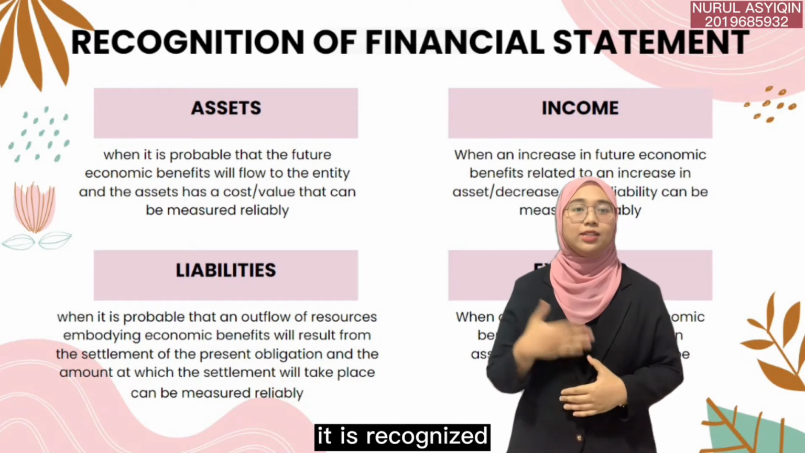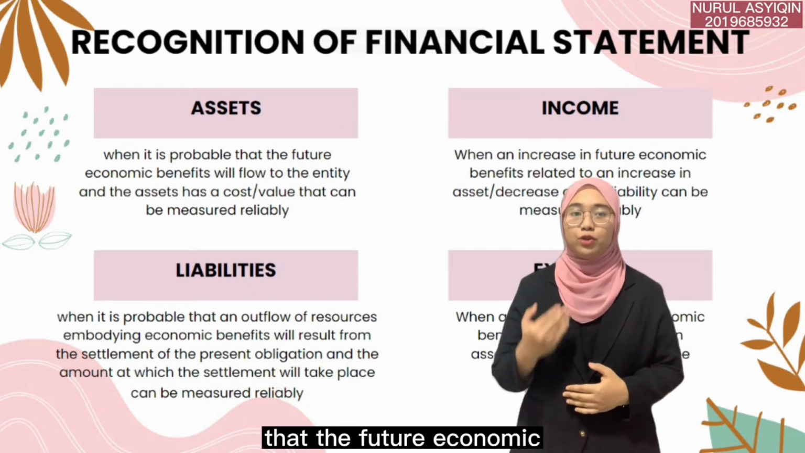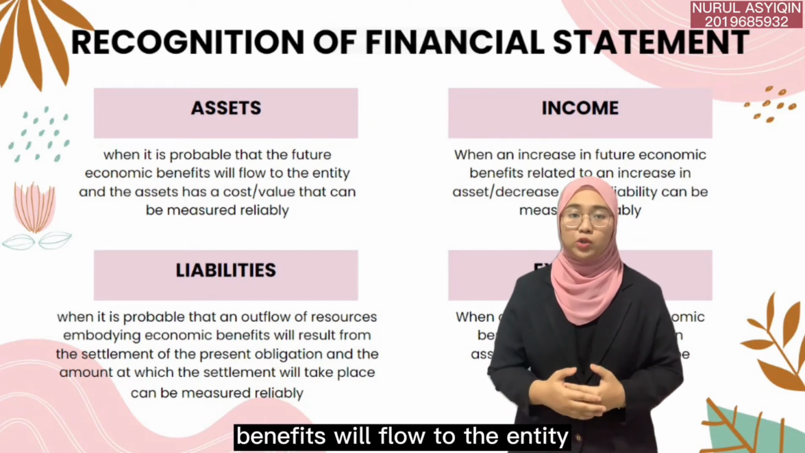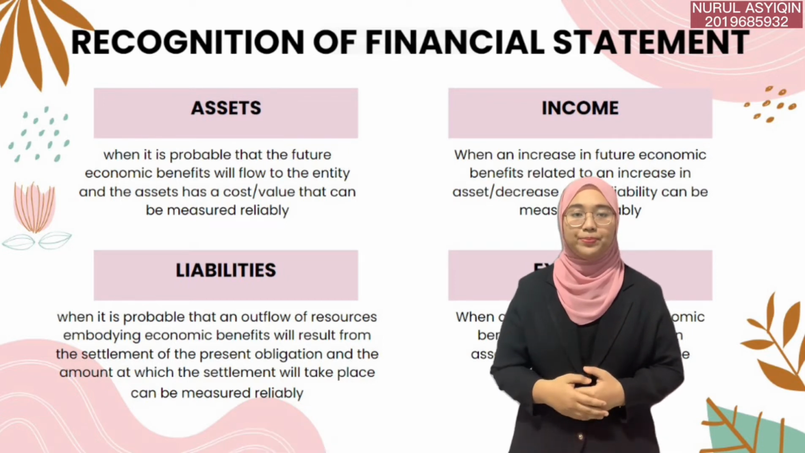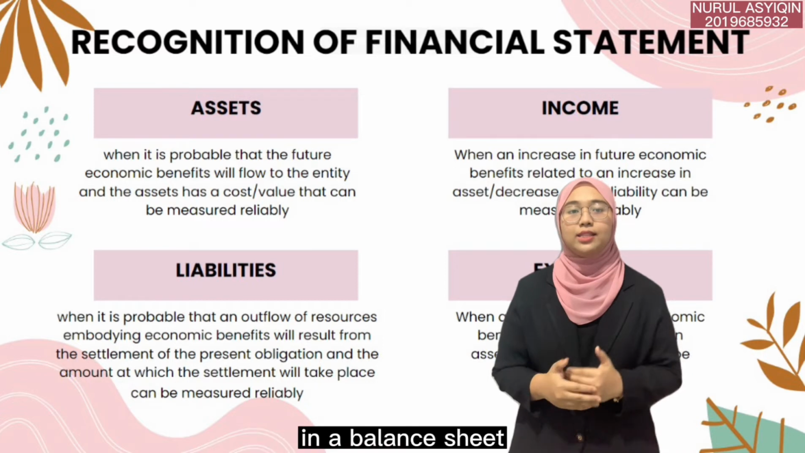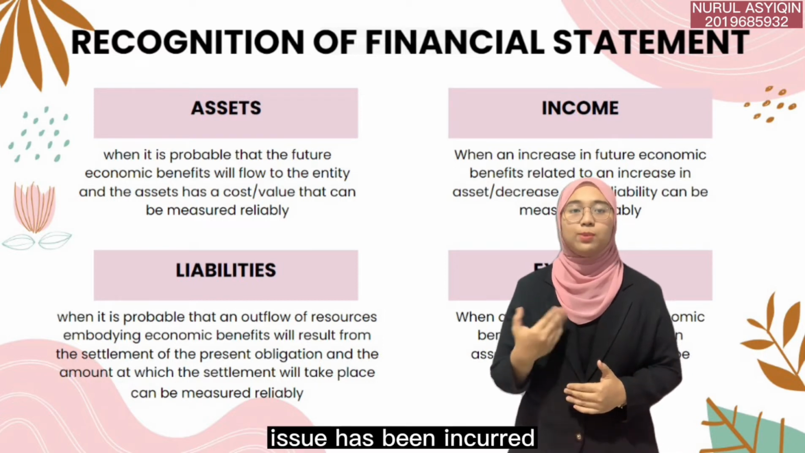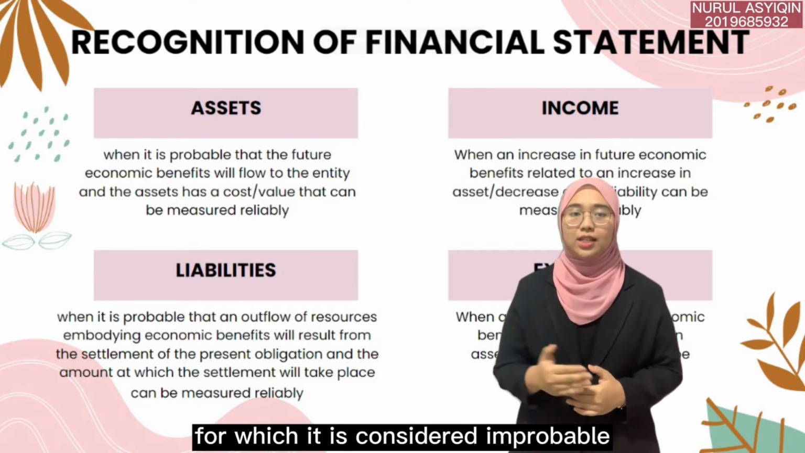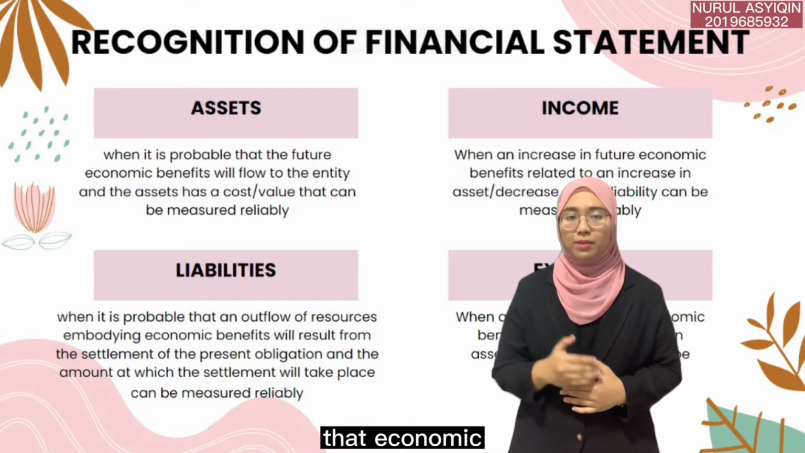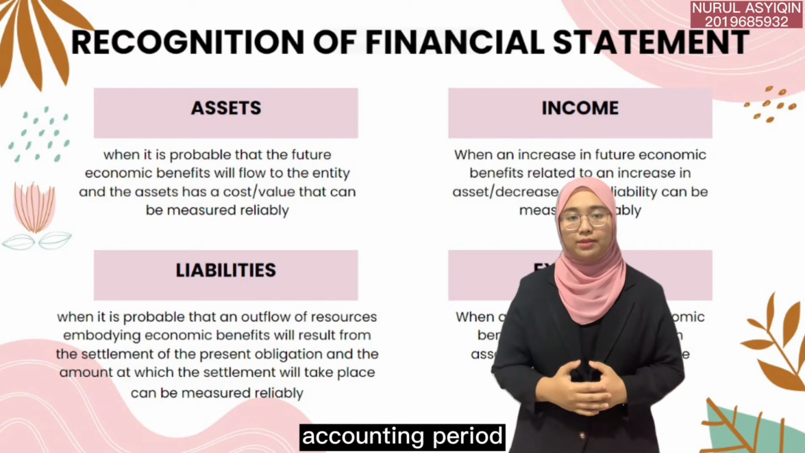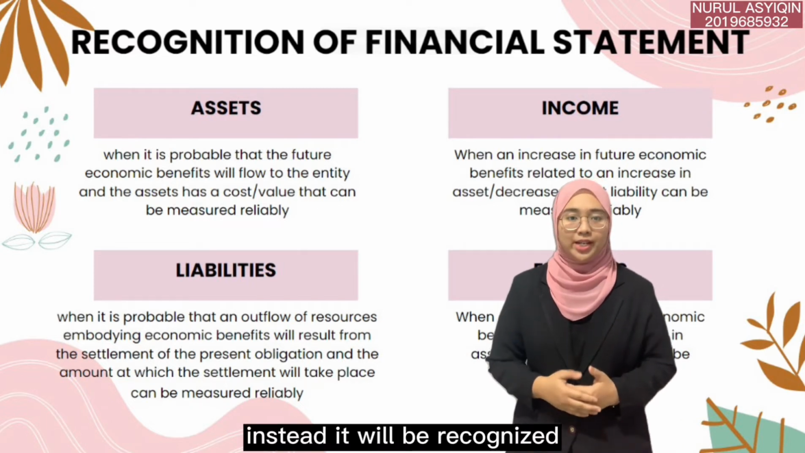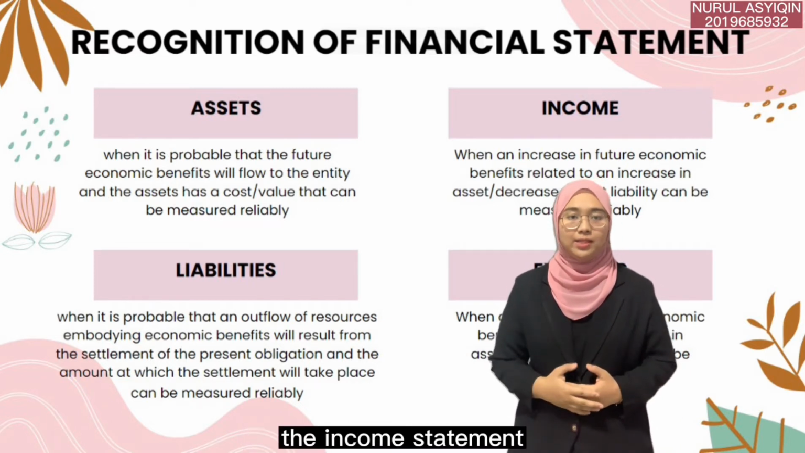For asset, it is recognized when it is probable that the future economic benefits will flow to the entity and the asset has a cost or value that can be measured reliably. An asset is not recognized in the balance sheet when expenditure has been incurred for which it is considered improbable that economic benefits will flow to the entity beyond the current accounting period. Instead, it will be recognized as an expense in the income statement.